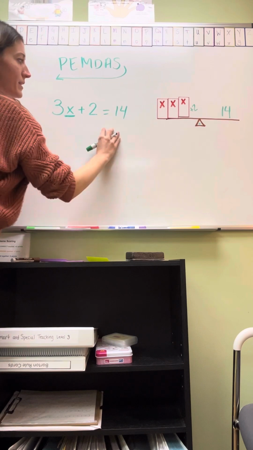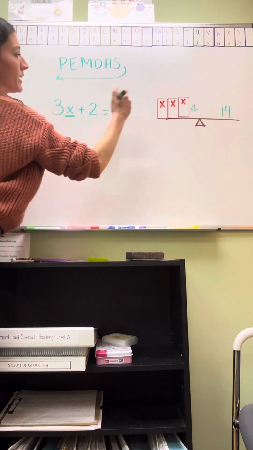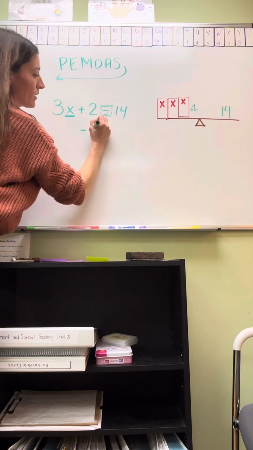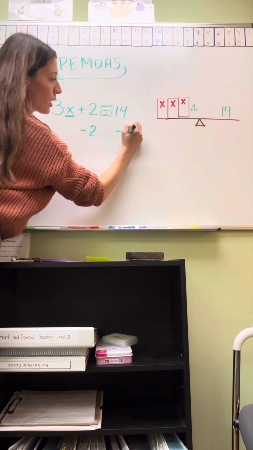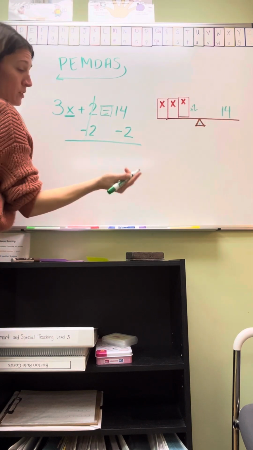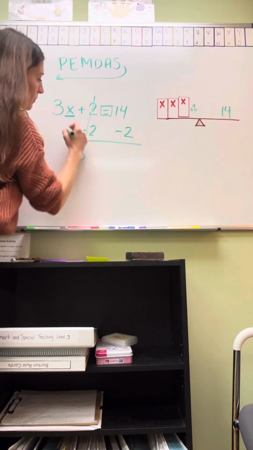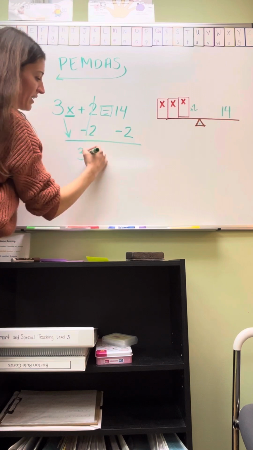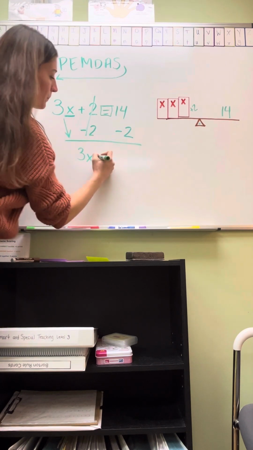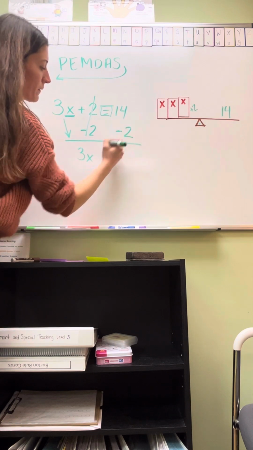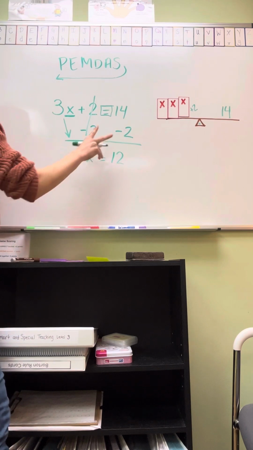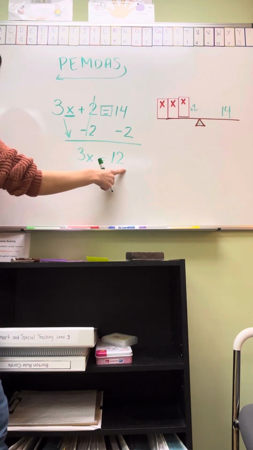Anything I do to this side of the equal sign, I have to do to this side of the equal sign because this is my balancing point. So if I take 2 off of this side, I have to take 2 off of this side. Those cancel out because 2 minus 2 is 0. I'm going to bring my 3x down, just like you do when you're doing long division. Don't get rid of your numbers, you want to keep them. 14 minus 2 on this side. So now I have 3x equals 12.